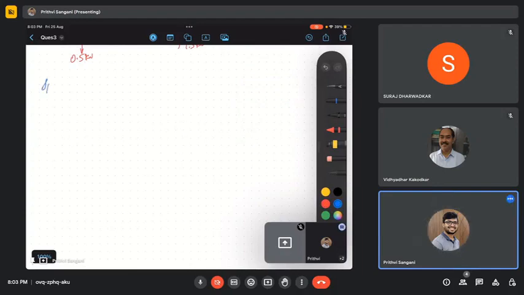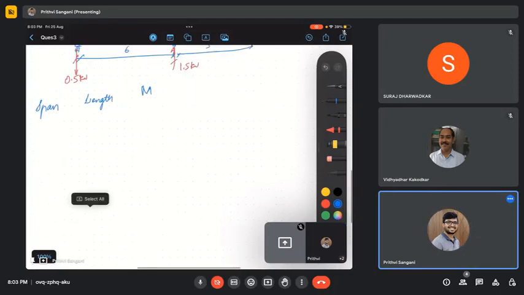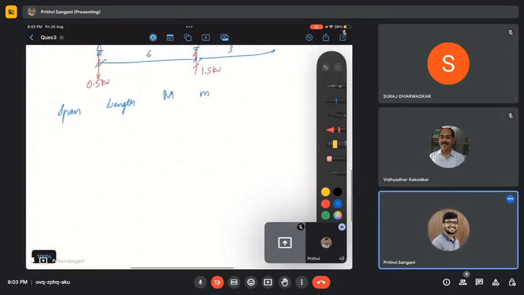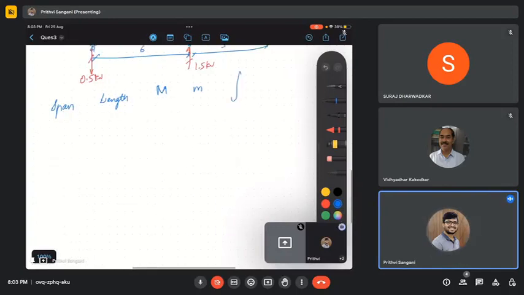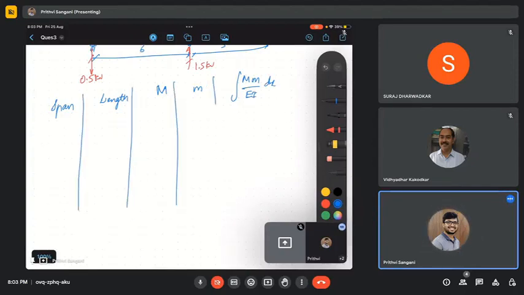Span, length, what is capital M, what is small m, and EI is constant, so we write dx. What I mean by span is AB, BC, and so on. Let us find it for all the cases.